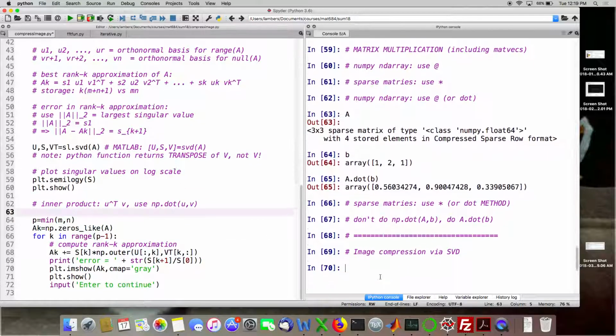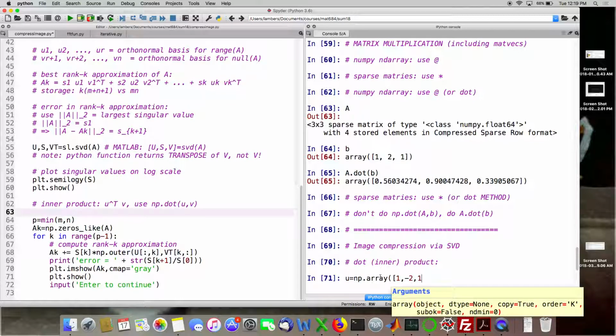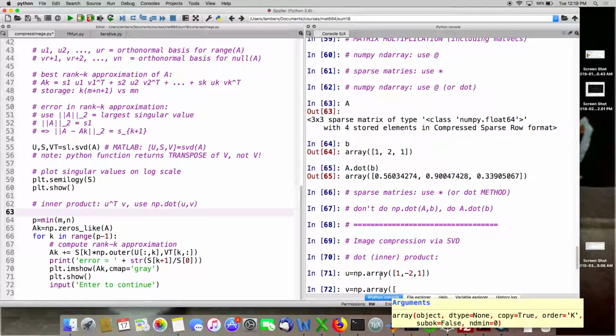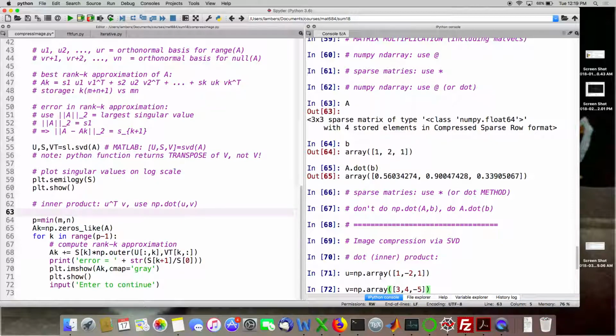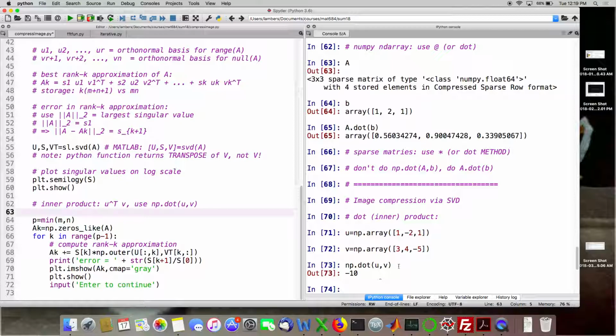Okay. Well, now that I think about it, I want to try something here. I'm going to make two one-dimensional arrays. All right, so presumably if I do np.dot of U and V, okay, 3 minus 8 is minus 5. Okay, so that's the correct value. So that's a dot product.